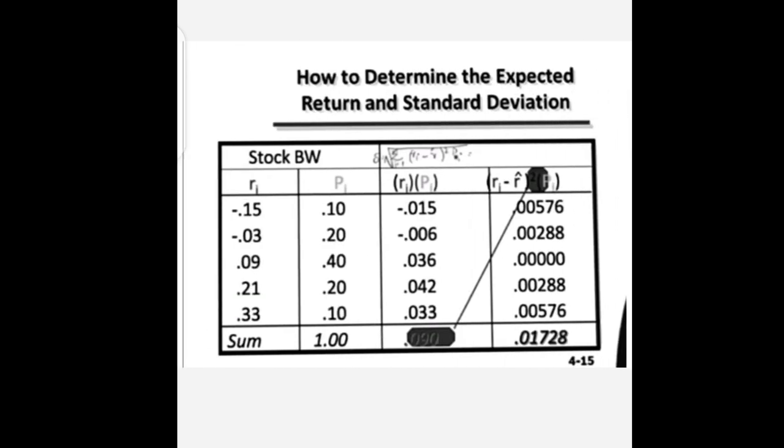So here is an example of finding out the standalone risk. Simply what we have to do, we have used the same example which we are continuing from our lecture. So here it is the 9% expected rate of return, and simply we will subtract it from the actual return and multiply with the probability, we will get 0.01728. So what is the standalone risk then?